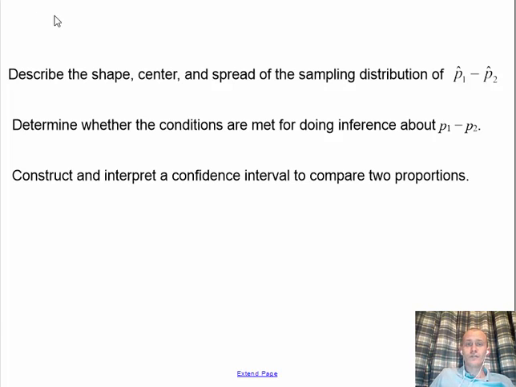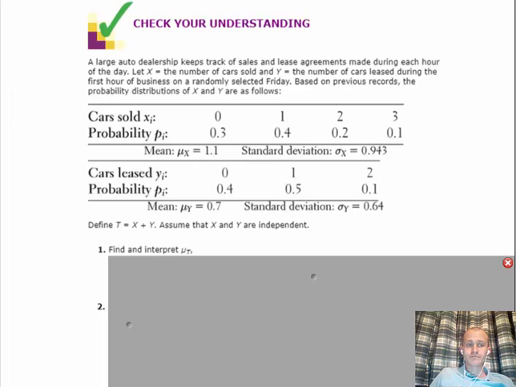Before we get into that, though, I want to bring back an old idea that we had from chapter number 6, talking about discrete random variables and how we can combine two things into one. So here's a problem. We're looking at an auto dealership, and they have two different models. They can either sell cars or they can lease cars. And down below each of those, we have the mean and standard deviation for those two distributions.